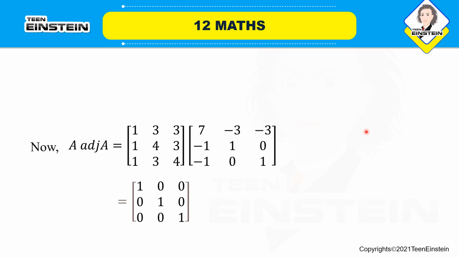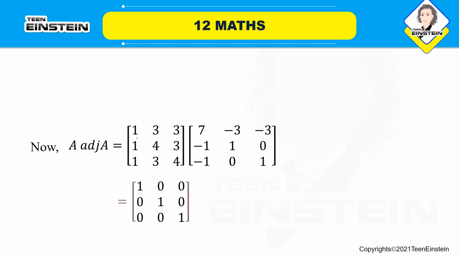Okay. Next, I am going to verify whether A into adjoint A is an identity matrix. So I am going to take the product of A and adjoint A. This is the given matrix A: 1 3 3, 1 4 3, 1 3 4, and this is the matrix of adjoint A: 7 -3 -3, -1 1 0, -1 0 1. So I am going to take the product of these two matrices.